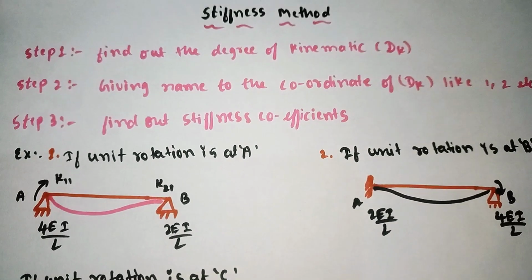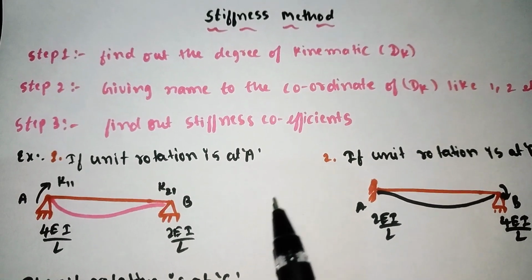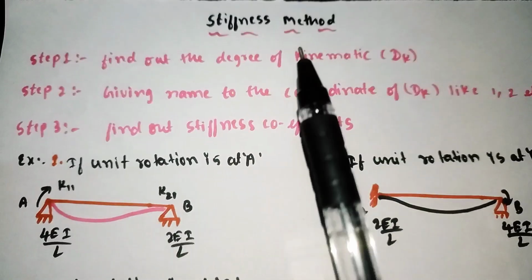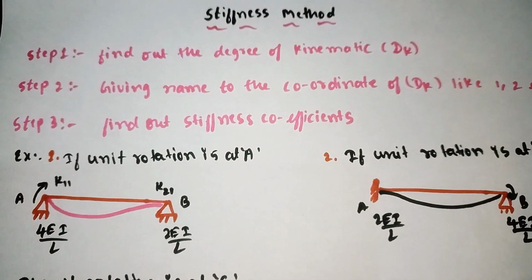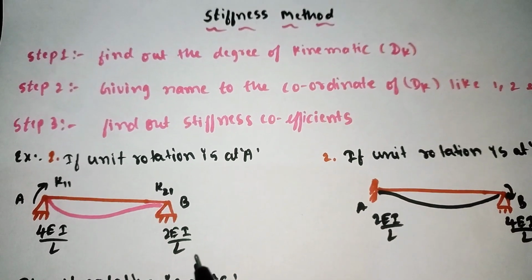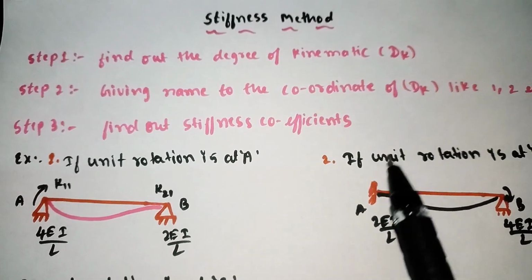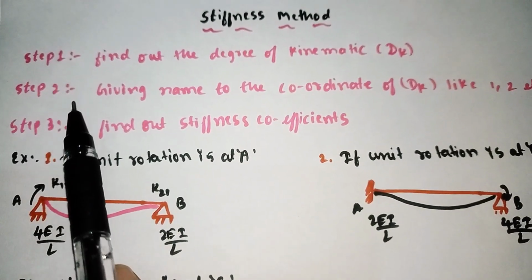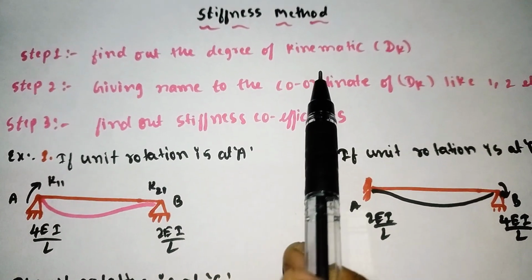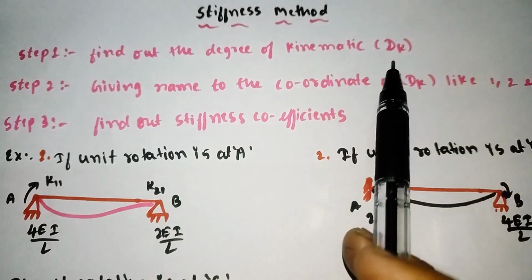So in this video we will start the new concept, new topic, that is stiffness method. Before solving the problem, we will see what is the procedure of solving the problem by using the stiffness method. So we will see one by one. Our step number 1 is to find out the degree of kinematics. It is denoted as dk.